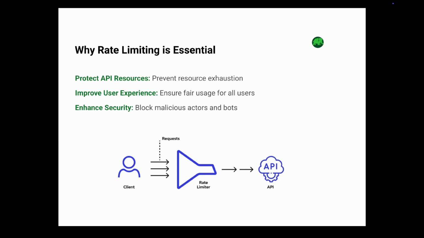On the far right, we have the API. After passing through the rate limiter, valid requests are forwarded to the API. The API then processes these requests and provides the appropriate responses back to the client. So, in summary, this flow helps protect the API by ensuring it only handles a manageable number of requests at a time.